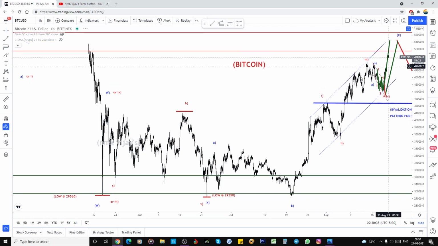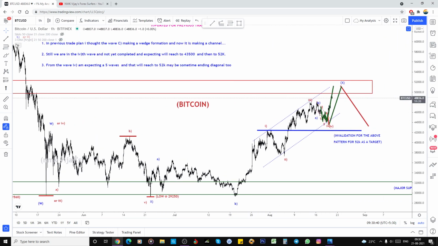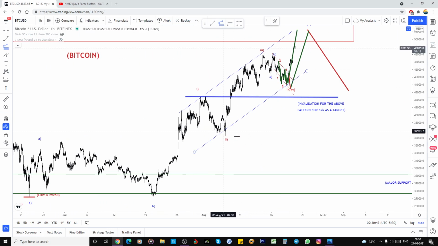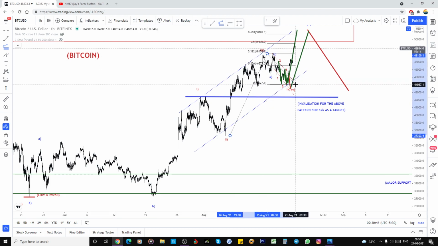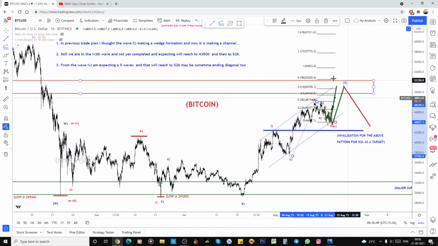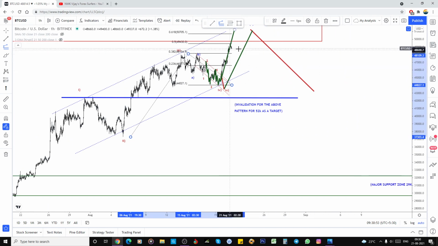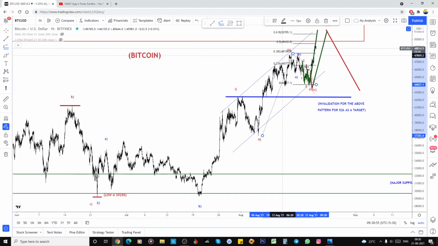So now also I'm expecting 78.6. See, from this and here, 78.6 I am expecting. So 52,500 is my target. So here we need to watch. If it hits 52,500, I will book another partial.